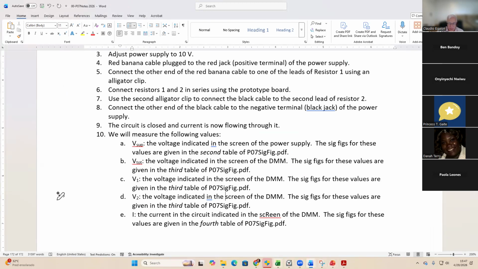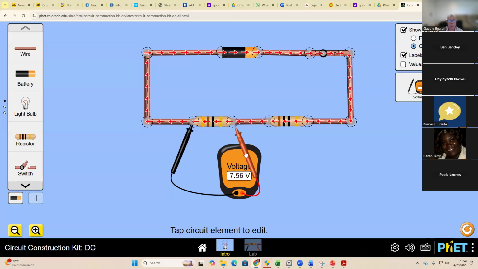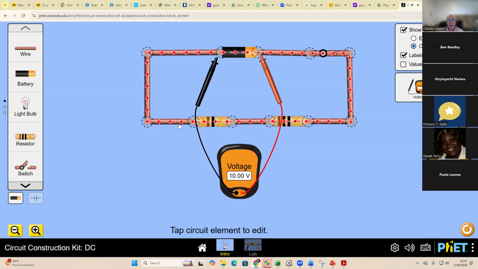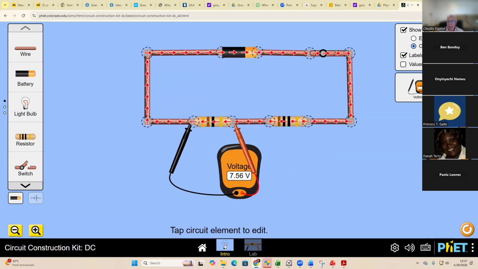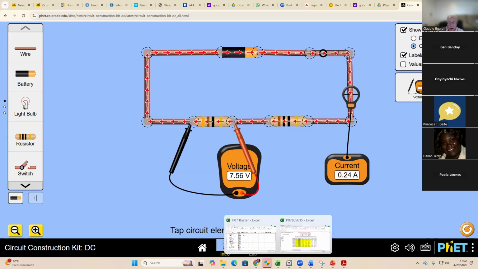So the experiment is going to be done in the following way. Just repeating what I said: measure the V total with the multimeter. Measure V1, which is the voltage across the first resistor. Measure V2, which is the voltage across the second resistor. And then, finally, we are going to measure the current flowing through the circuit. That's what we have here.